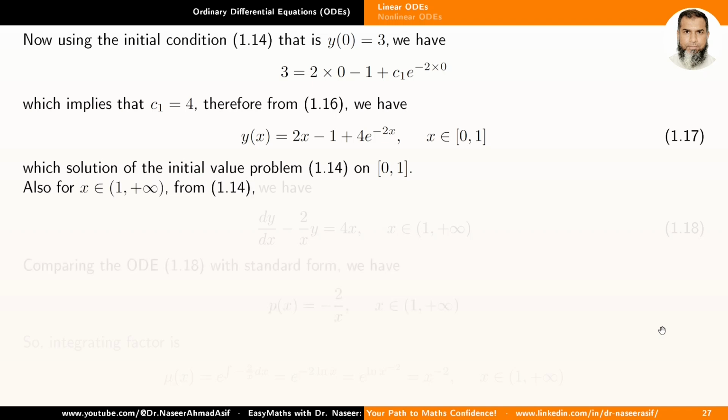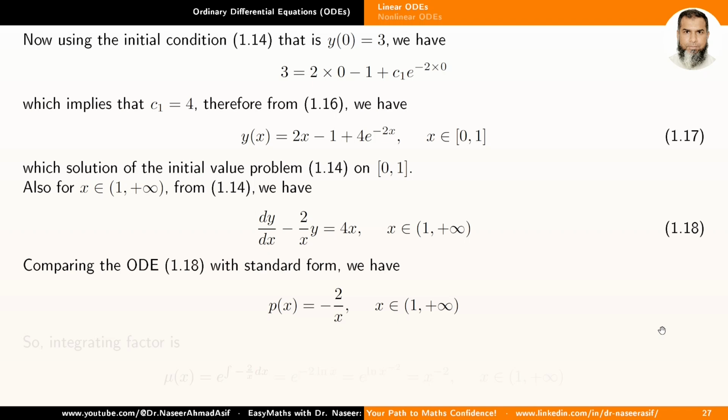Also for x in the open interval 1 to plus infinity, from equation 1.14, we have dy/dx minus 2/x times y is equal to 4x, where x is in the open interval 1 to plus infinity. Comparing the ODE 1.18 with the standard form, we have p(x) is equal to minus 2/x, where x is in the open interval 1 to plus infinity. So the integrating factor is mu(x) is equal to e to the integral of minus 2/x dx, which is equal to e^(-2 log x), which is equal to e^(log x^(-2)). So mu(x) is equal to x^(-2), where x is in the open interval 1 to plus infinity.